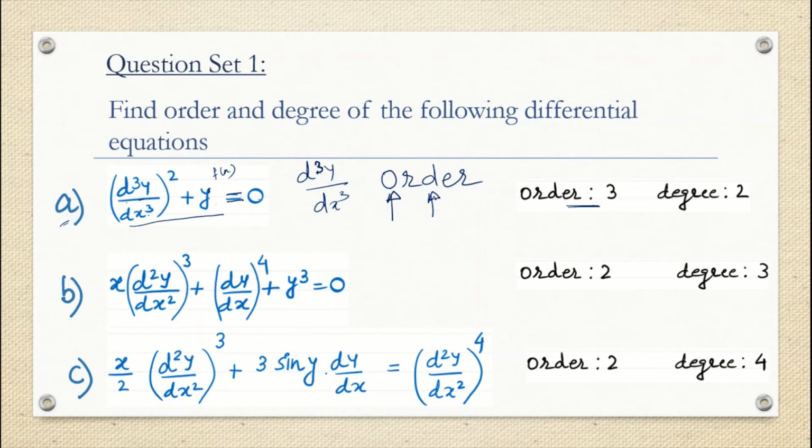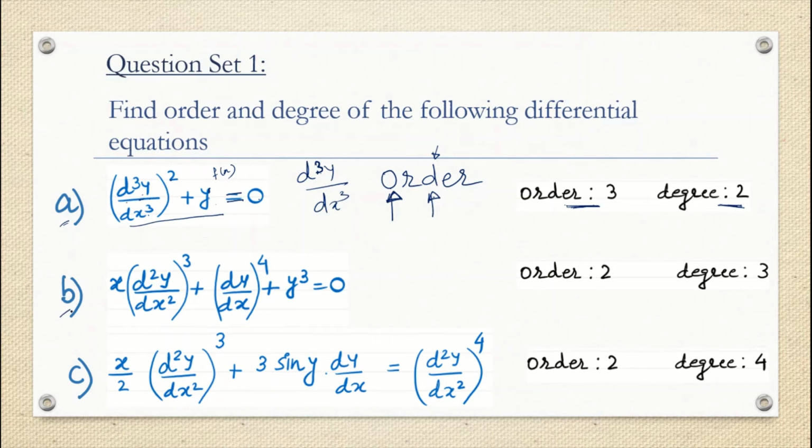Another important point is that order can be found in each and every differential equation, but to find the degree we have to see whether it is polynomial in nature, first thing. The second thing is that all derivatives should be independently present. We'll see what that means. Degree is the power of the highest derivative. In this question only one derivative is there, and its power is 2, so the degree of this differential equation is 2.